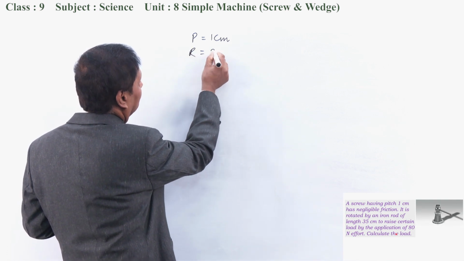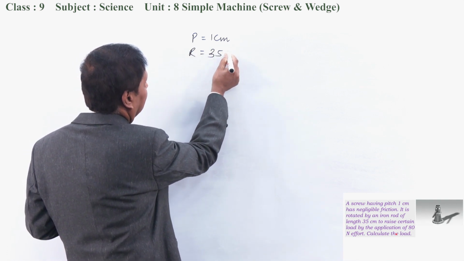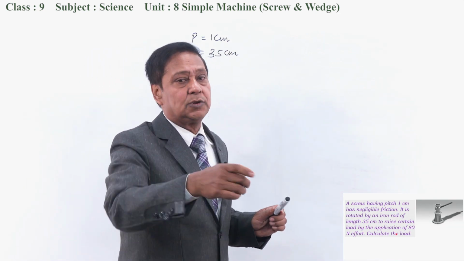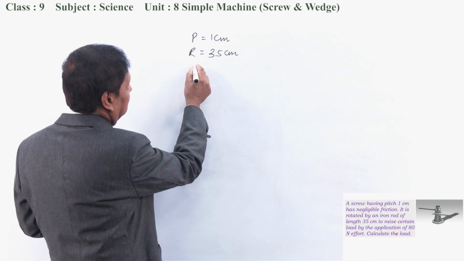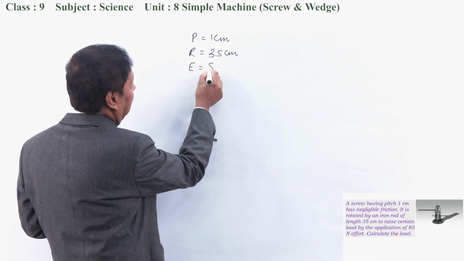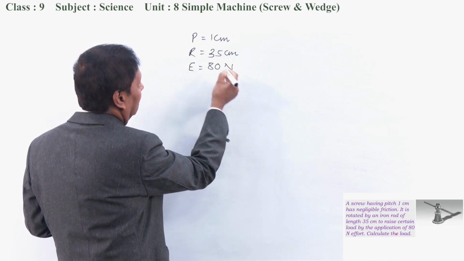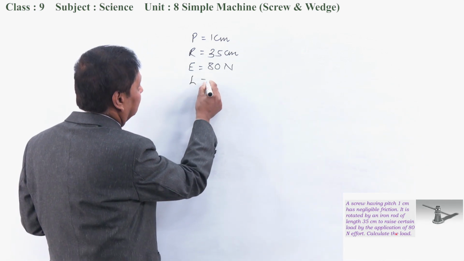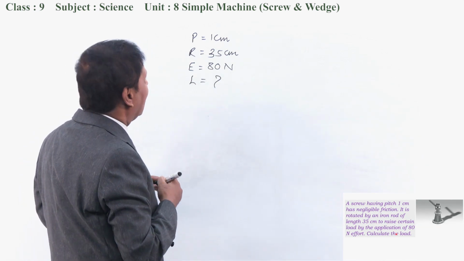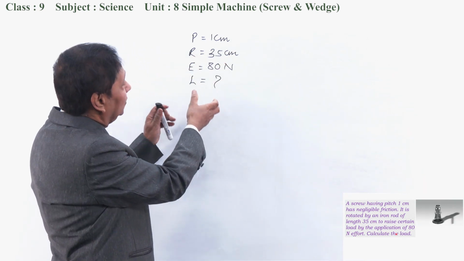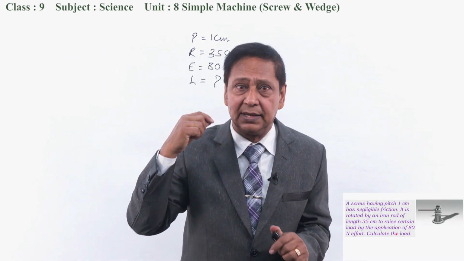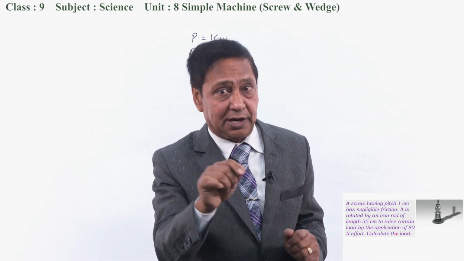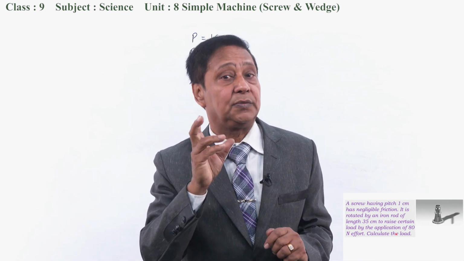R is equal to what? 35 centimeter. Any other information? 80 Newton effort is applied. It means effort is given. This is 80 Newton. Now, what is the question? Calculate the load. Load is equal to question mark. Now, looking at this information, we have to think about this. Efficiency is 100%. It means it is frictionless.